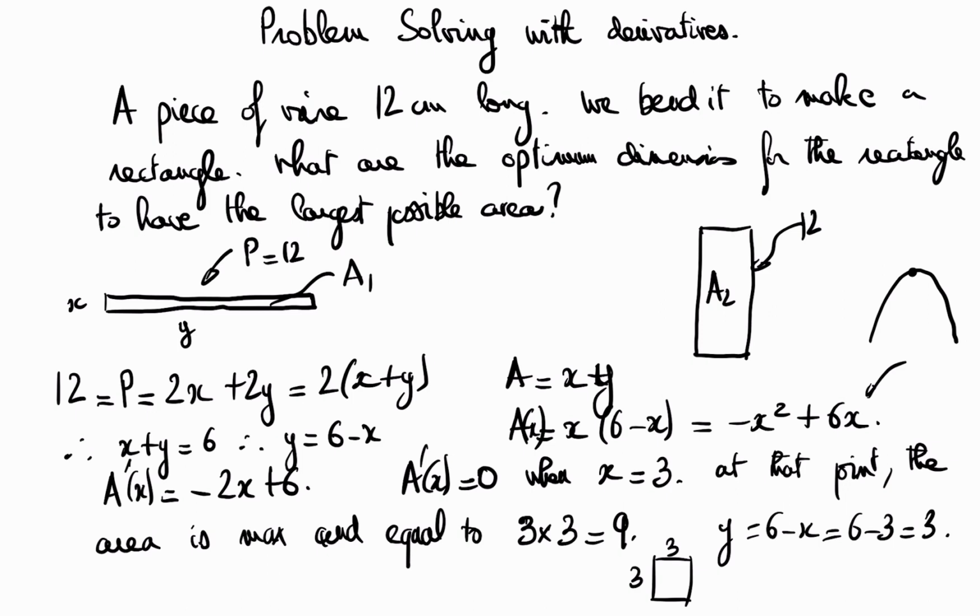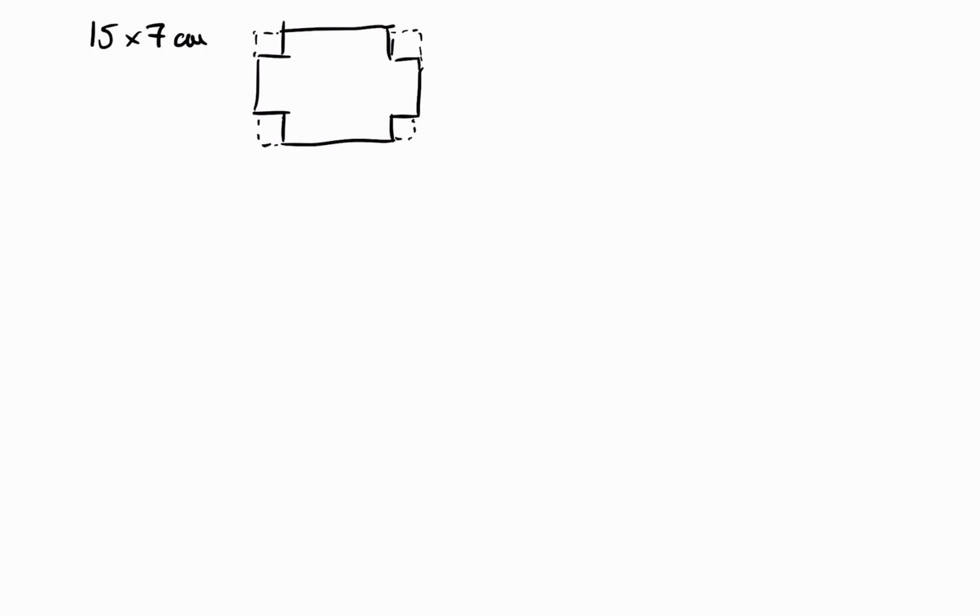Right, let's do another one. We have a sheet of cardboard which is 15 by 7 centimeters. And we are going to cut 4 squares out of the corners to make it a rectangular box. So we cut these 4 squares, that's the imprint, and then we will fold it here to make a rectangular box.